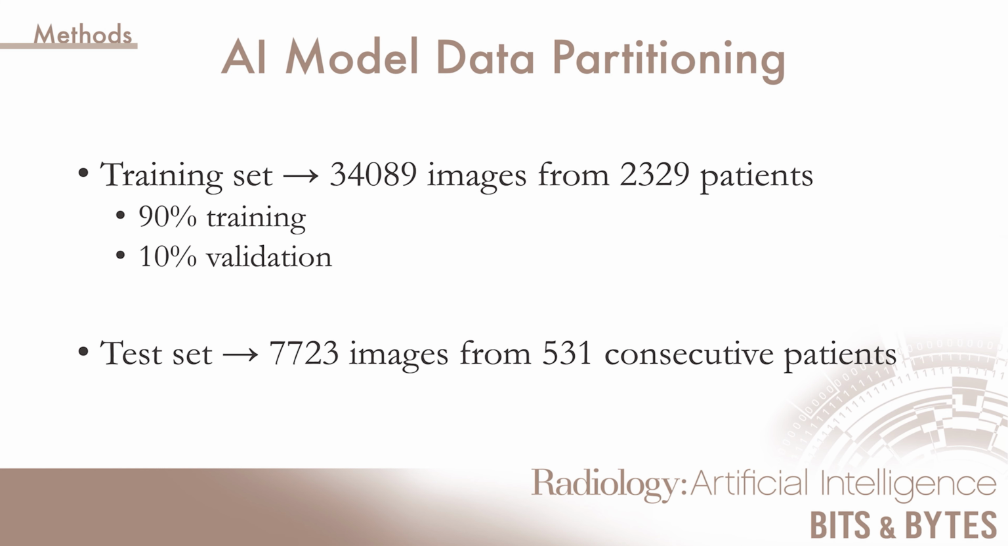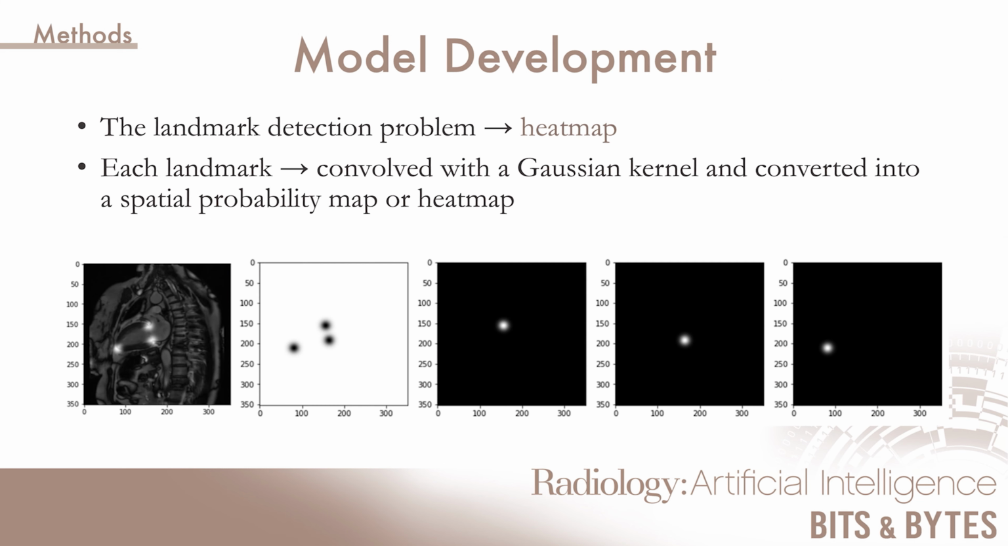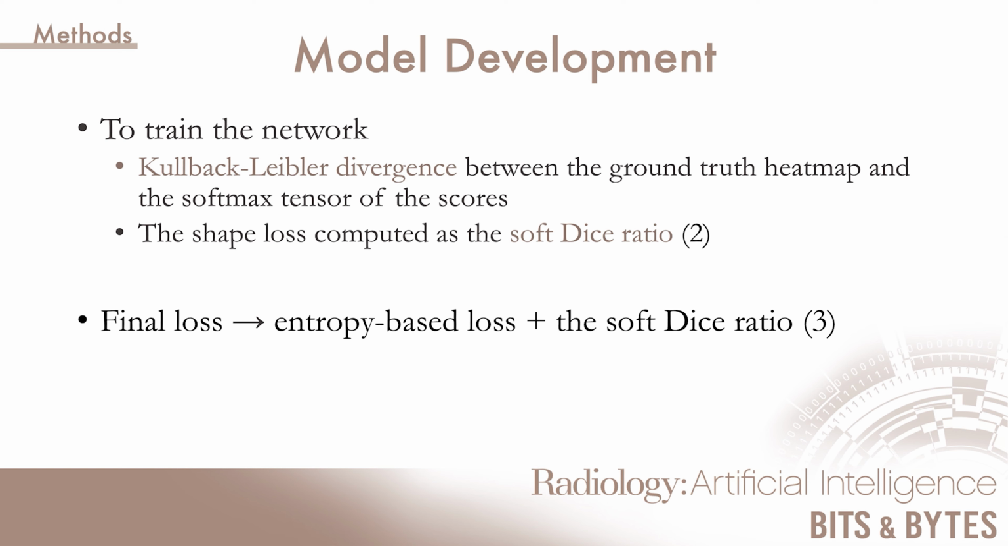Training set included 34,089 images from 2,329 patients. 90% were used for training and 10% for validation. In the test set, 7,723 images from 531 consecutive patients were utilized. For model development, the landmark detection problem was handled with a heat map, where each landmark was convolved with a Gaussian kernel and converted into a spatial probability map, or a heat map. To train the network, the authors used a cross-entropy loss and a shape loss computed with the soft Dice ratio. The final loss was a combination of both.